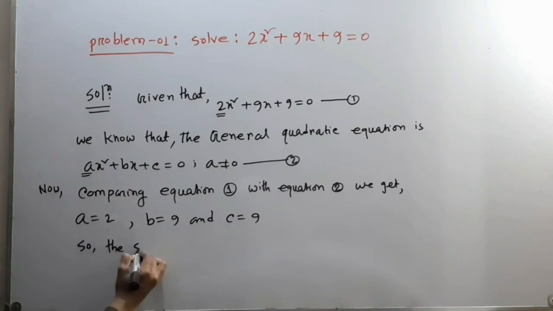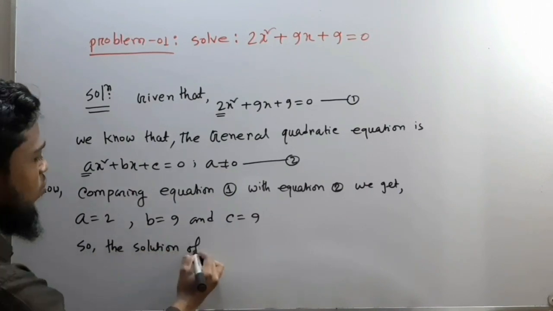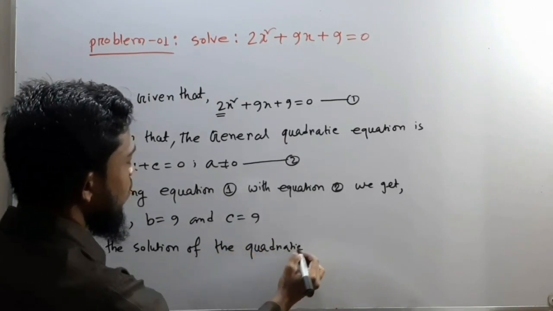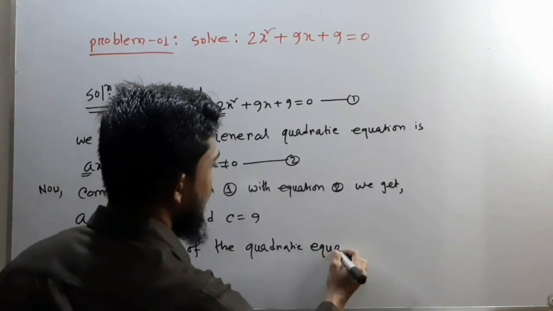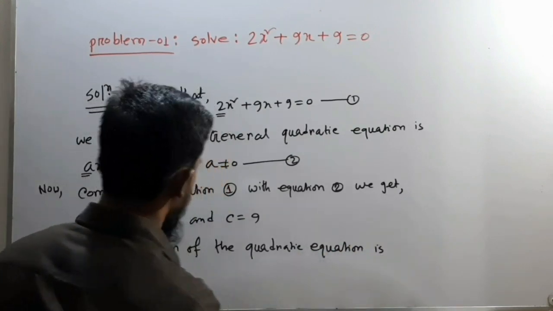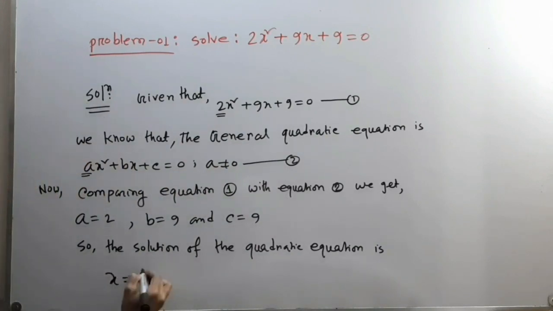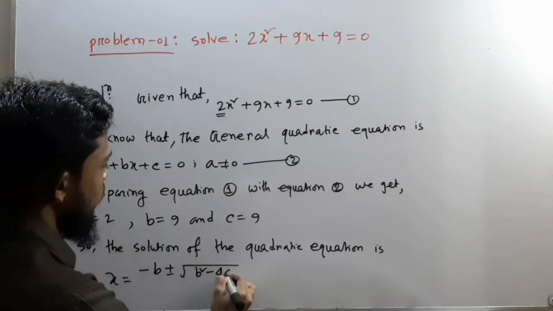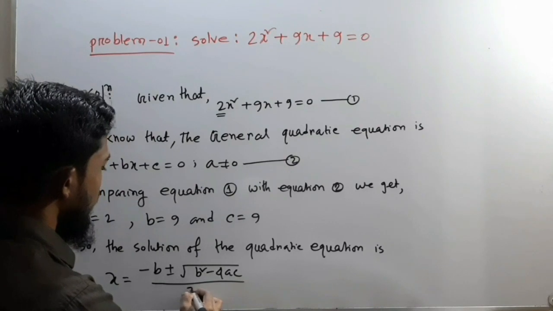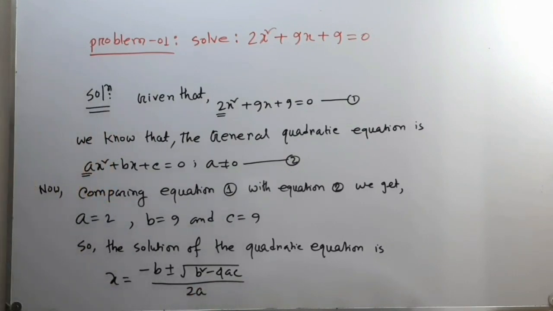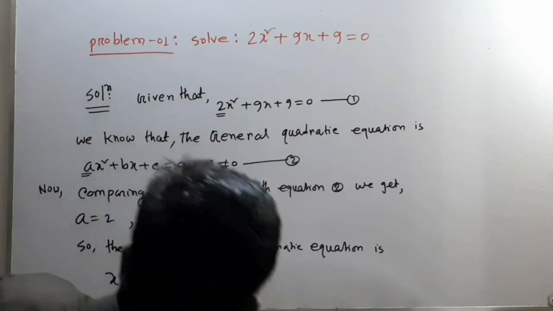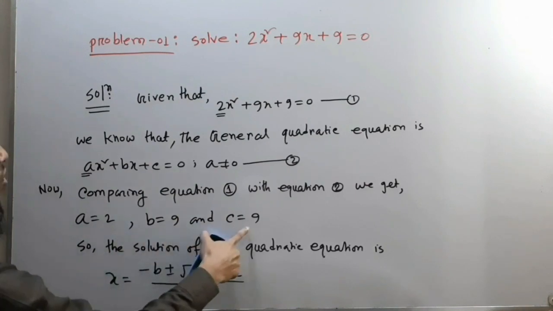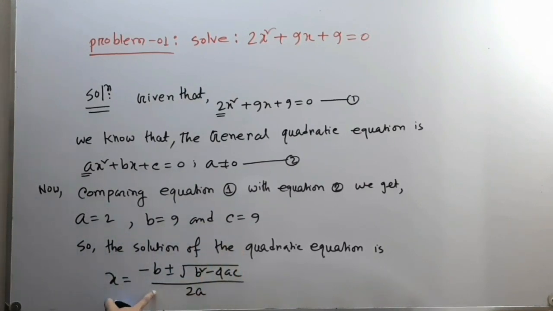the solution of the quadratic equation is x is equal to minus b plus minus root over b square minus 4ac divided by twice a. So now we are putting the value of a is equal to 2, b is equal to 9 and c is equal to 9 in this equation.